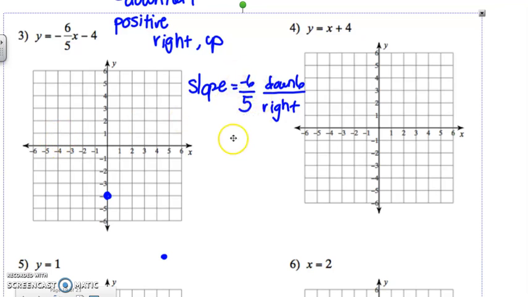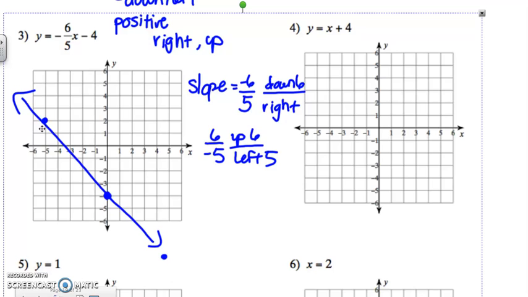So now I'm going to do the opposite of this, which would be a positive 6 over a negative 5, which means up 6 and left 5. So from this point, I'm going to go up 6, 1, 2, 3, 4, 5, 6, and left 5. 1, 2, 3, 4, 5. Okay? So if you make that little fake point off the graph, that's going to give you a big clue of where the other point is going to go and help you graph your line. And there would be your line.